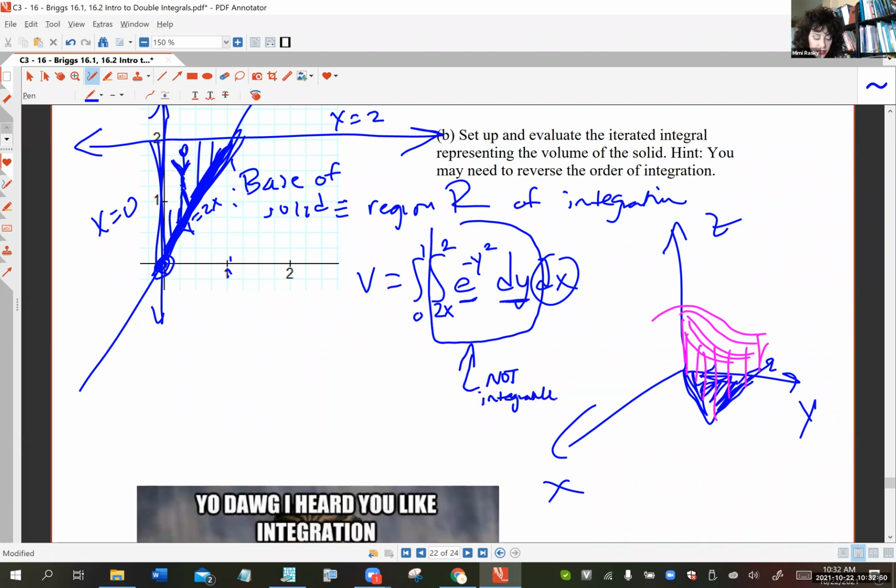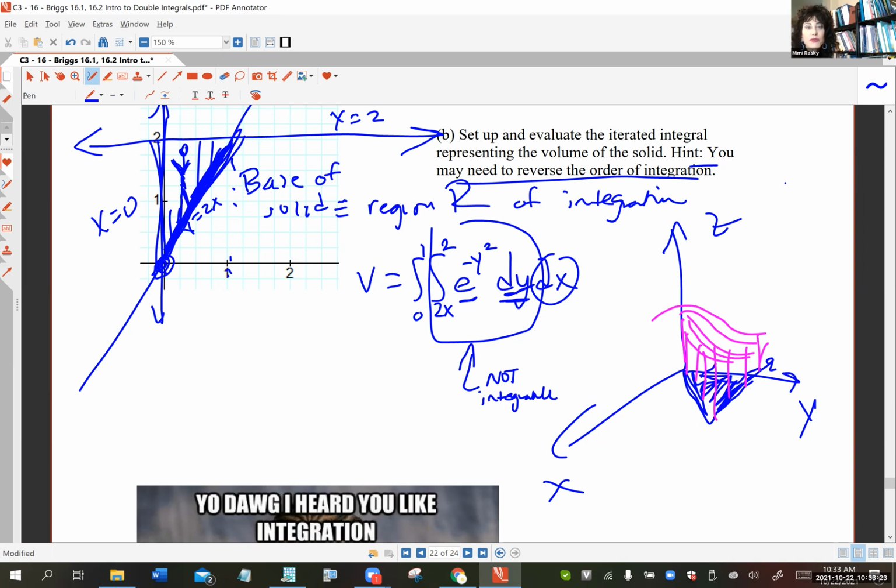It won't work because if you let u equal negative y squared, du would be negative 2y. And the problem with that is you don't have a y variable in there, and y is the variable of integration. You're not allowed to put a variable of integration in there. That's not legal mathematics. So you're stuck. Well, not really stuck. They did give you a hint. You may need to reverse the order of integration. And that's exactly what we need to do.